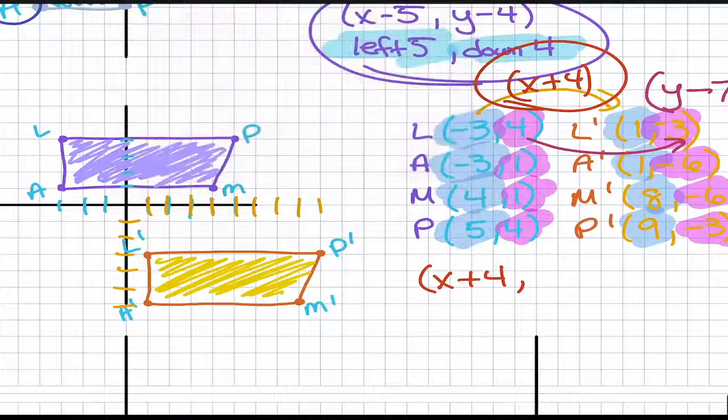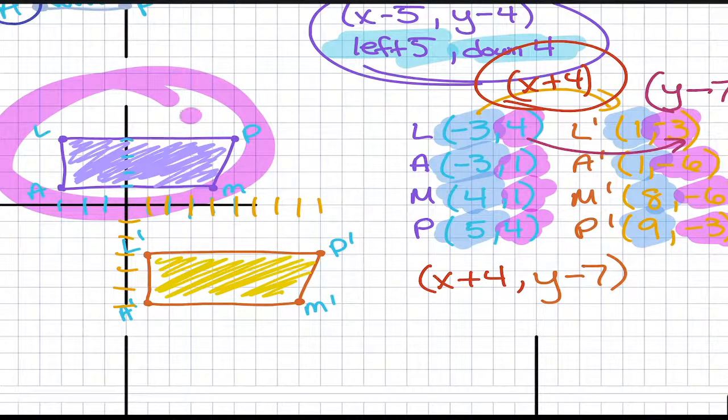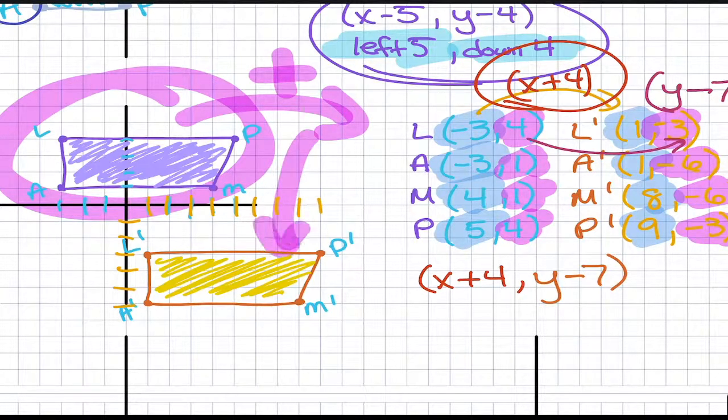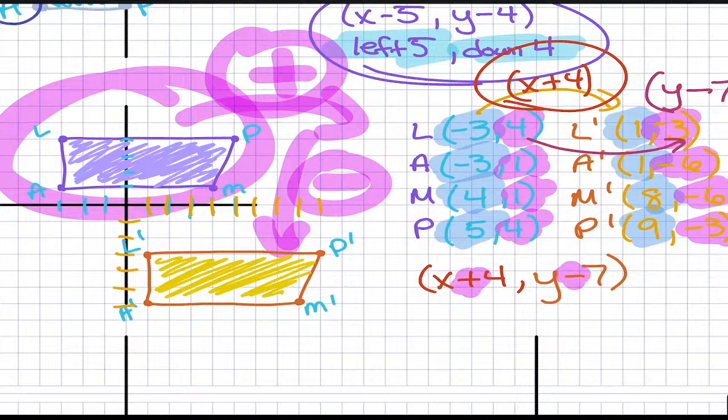wish I kept my colors consistent here, y minus 7. So this should be x plus 4 and y minus 7. And let's have a look. That makes sense. We said we started here. We said we were going to have to go to the right, so our x should be plus, and that we would have to go down so that our y should be minus. And sure enough, it's exactly what we got.